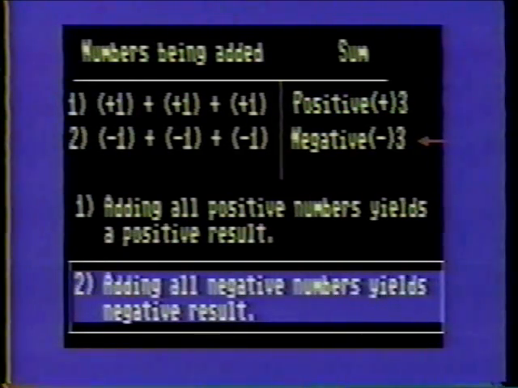Note the second example in our chart. Negative 1 plus negative 1 plus negative 1 is negative 3. Adding all negative numbers yields a negative result. If every number in the equation is negative, then the final result is negative. Remember, when adding values with like signs, you should be able to determine the sign of the sum just by looking at the sign of the components.